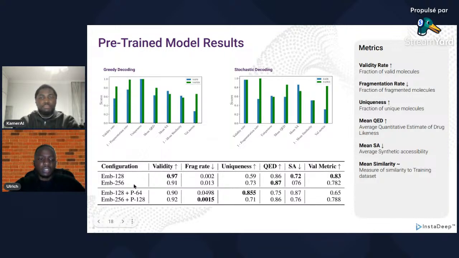Then the table below is a little summary of the two models, the one with embedding dimension 128 and the one with embedding dimension 256. However, these results don't show a clear pattern in terms of scalability, and I'm going to talk about this a little at the end. But overall, the validity is quite good in most cases. You're getting above 90% validity, and in most cases fragmentation is less than 1%. I think this is literally what we wanted to have.